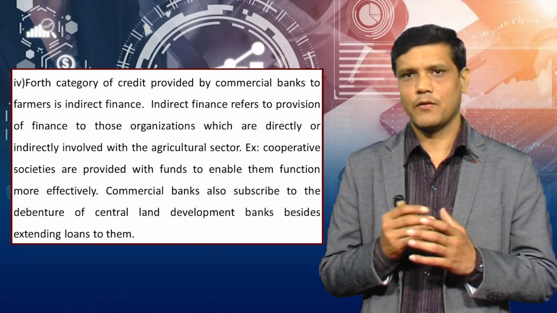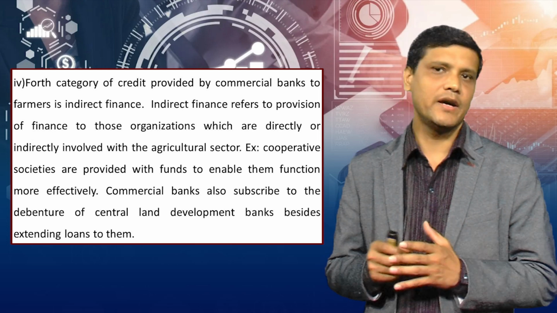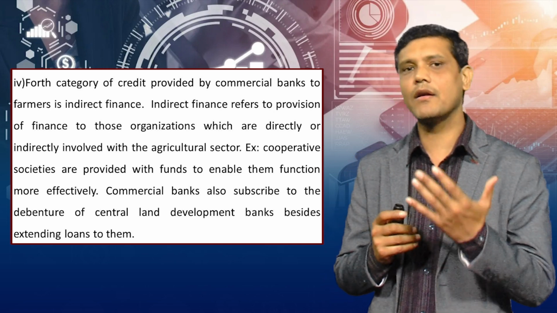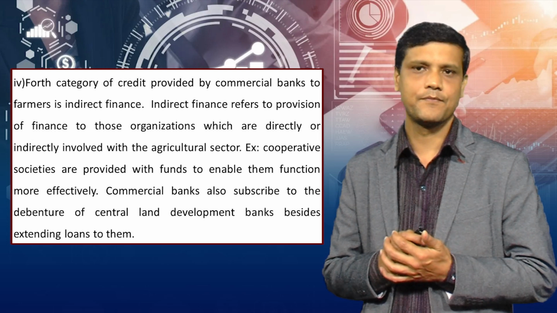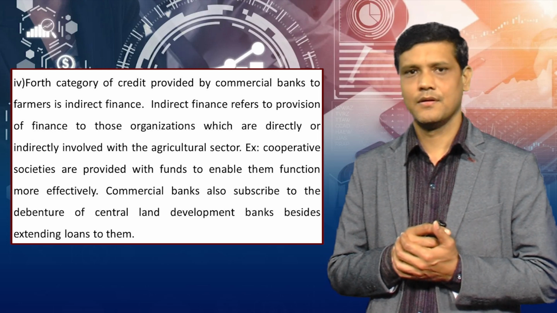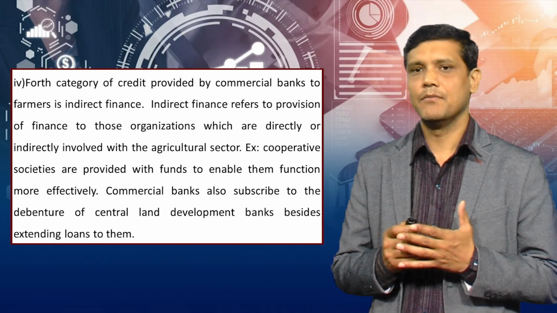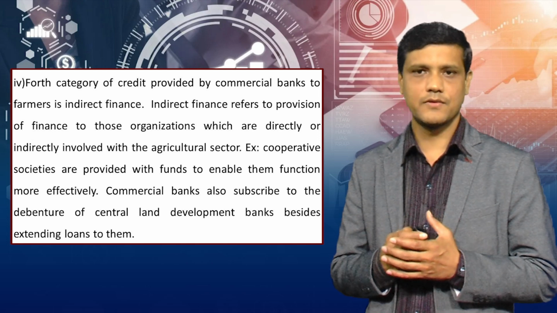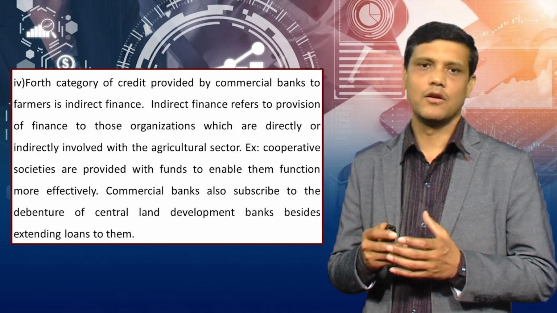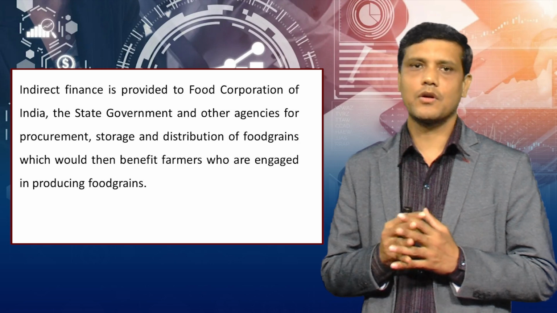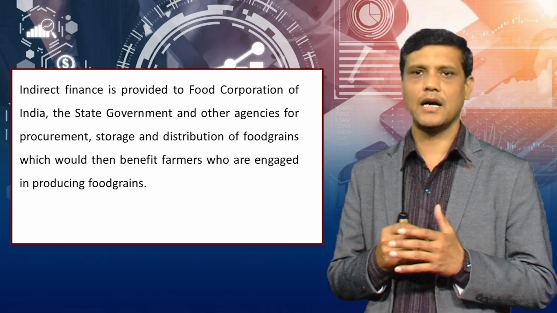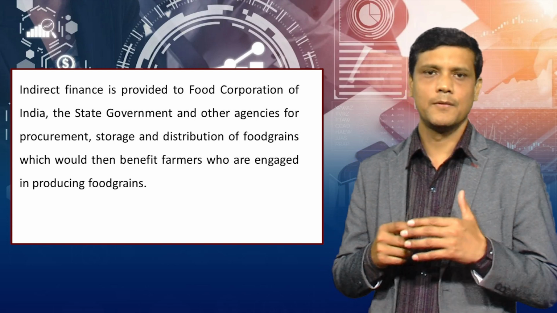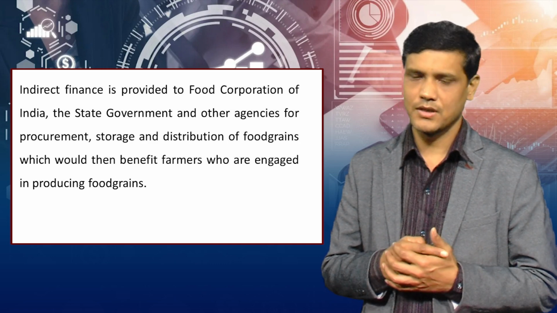The fourth category of credit provided by commercial banks to farmers is indirect finance. Indirect finance refers to provision of finance to those organizations which are directly or indirectly involved with the agricultural sector. For example, cooperative societies are provided with funds to enable them to function more effectively. Commercial banks also subscribe to the debentures of central land development banks besides extending loans to them. Indirect finance is provided to Food Corporation of India, the state government and other agencies for procurement, storage and distribution of food grains, which would then benefit farmers who are engaged in producing food grains.